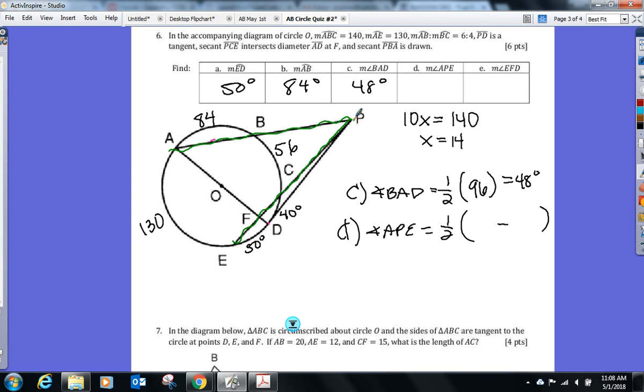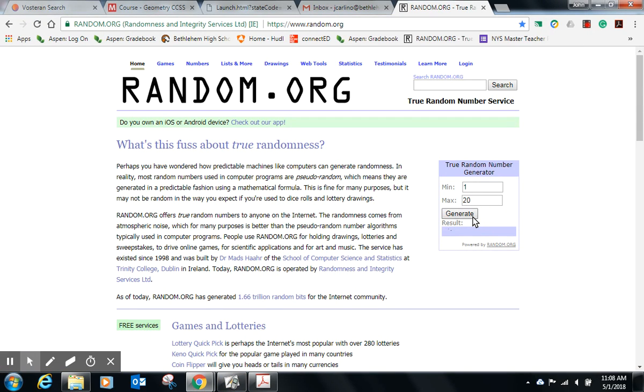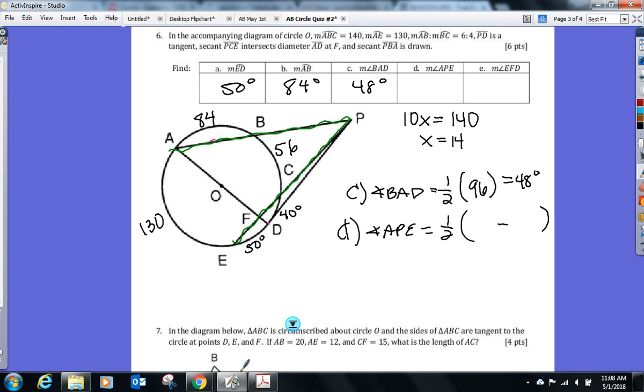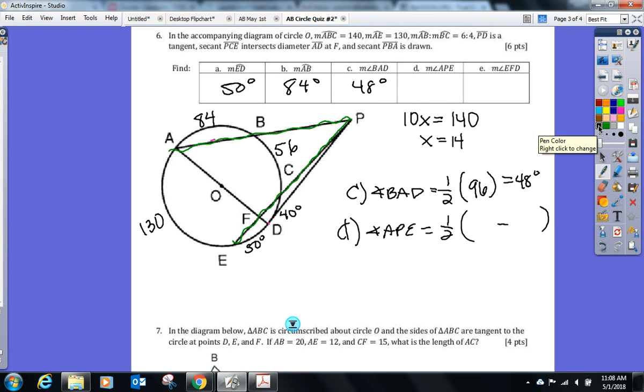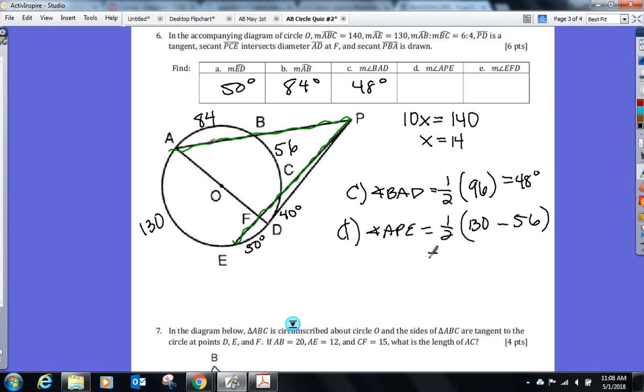APE. Everyone see the arcs that are in between them? Name them. How many degrees are in the arcs? Yep, and there you go. Subtract those two. You end up with half of 74, which ends up being 37 degrees. Nothing different than what we've done in class. EFD. Okay, now we came to a little sticking point with EFD.